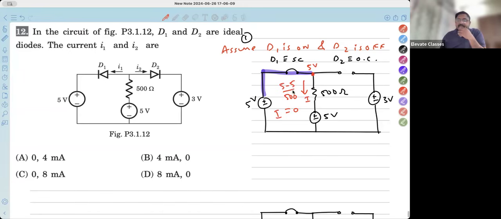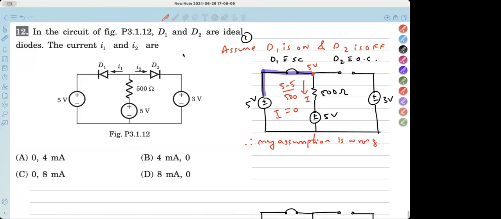Now that doesn't make sense. If this current is 0, and I have assumed diode 2 is off, then current doesn't flow here and doesn't flow here either, right? None of the options are matching. That means my assumption is wrong. Therefore, my assumption is wrong. What I assumed was wrong. Is this clear how I got to this inference? How did we reach this conclusion, is it clear? Yes, sir. Others also? Yes, sir. Okay.